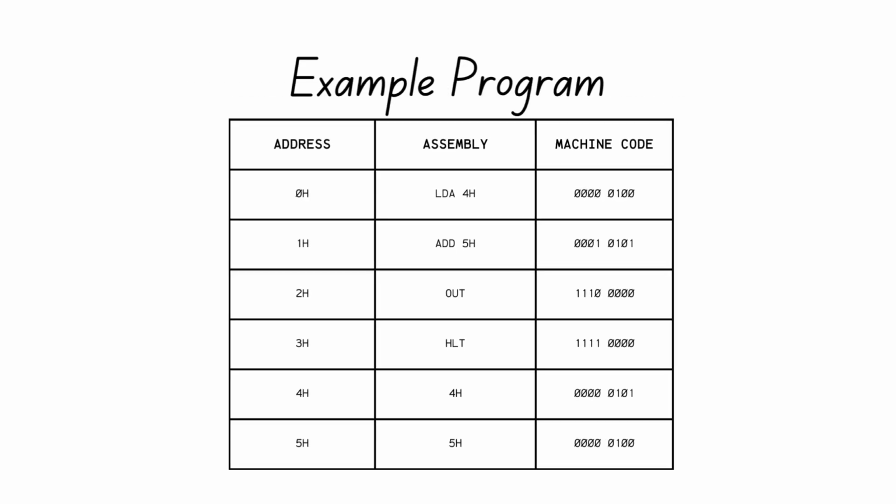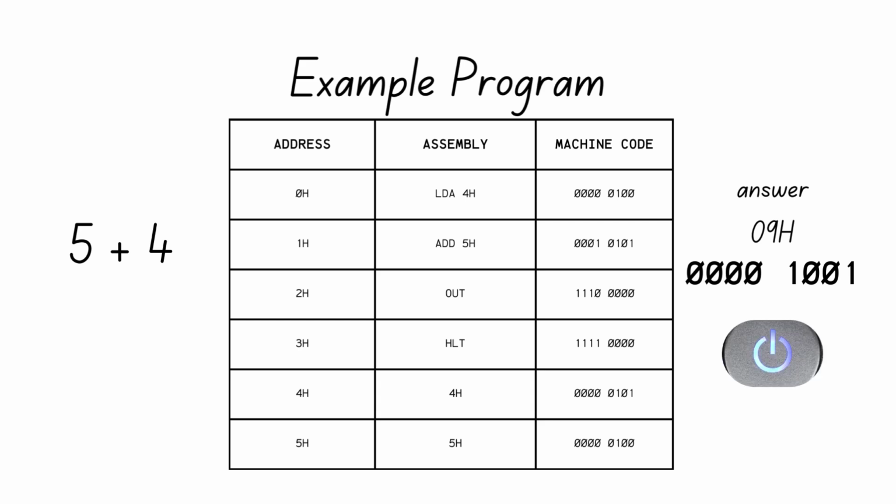Now let's run a simple program to illustrate the computer in action. I will be using this program as an example. It simply adds 5 and 4. So the expected answer is 9, but it will be in binary form. Now I have loaded the program and I am going to start the computer. After a few seconds of blinking lights, you will see the result here.